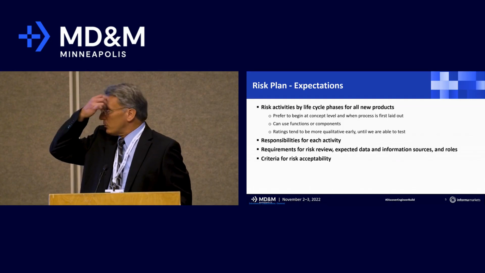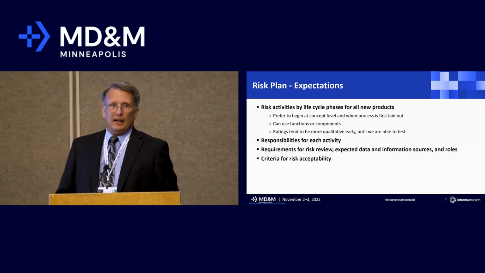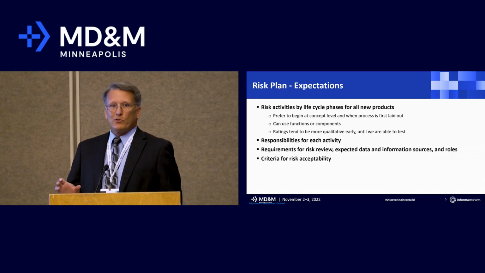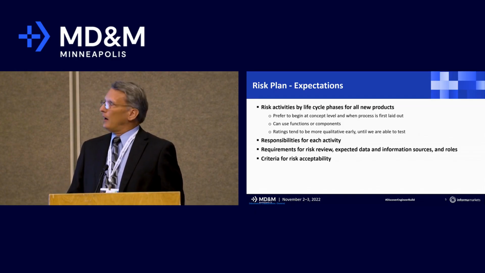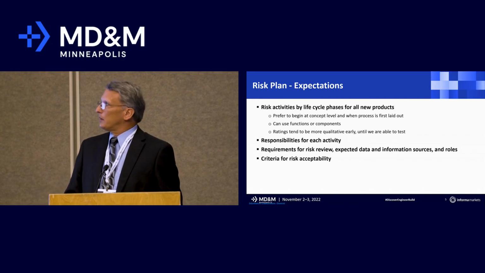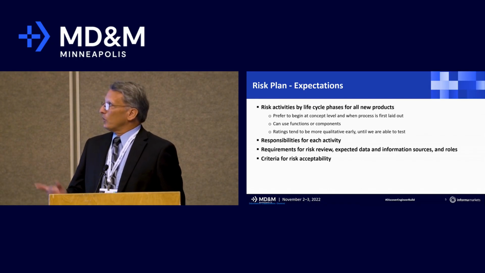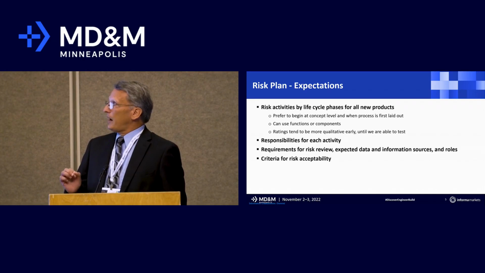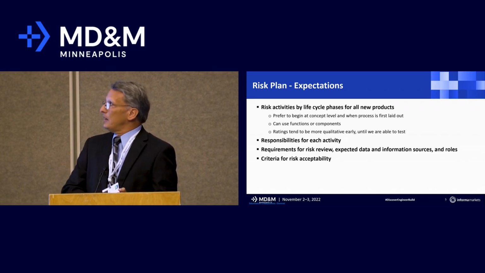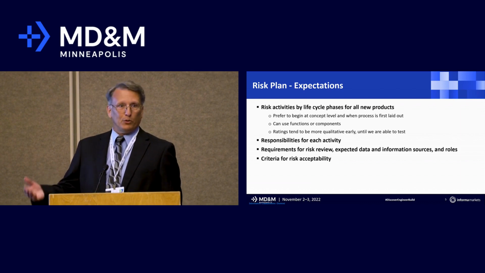So start with the first category, the risk plan. I broke this into two portions. The first one is just the expectations that are part of the risk plan. They're a little bit new or extended compared to before. The first bullet says that risk activities need to be defined, as asked for in the standard, by life cycle phase for all new products.